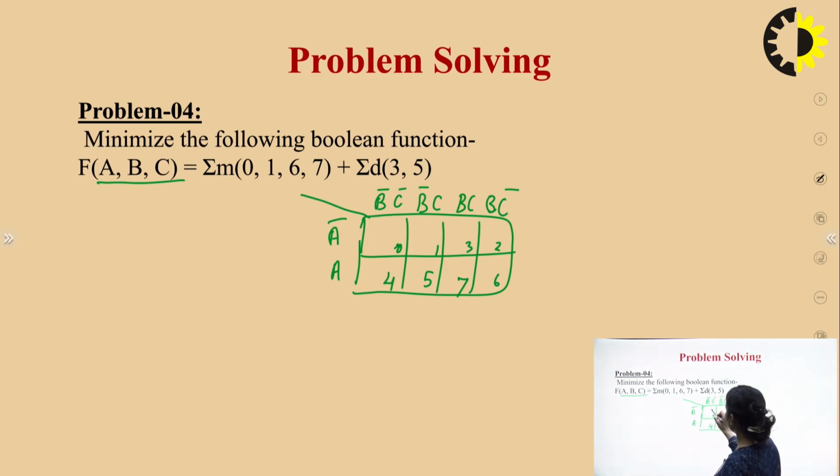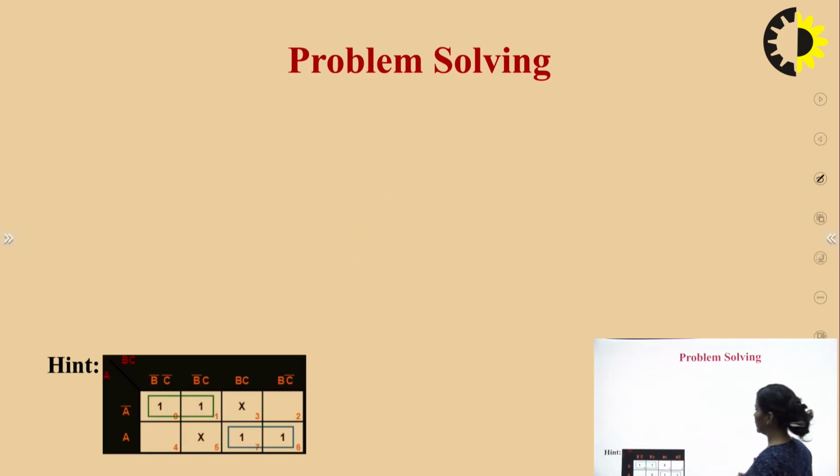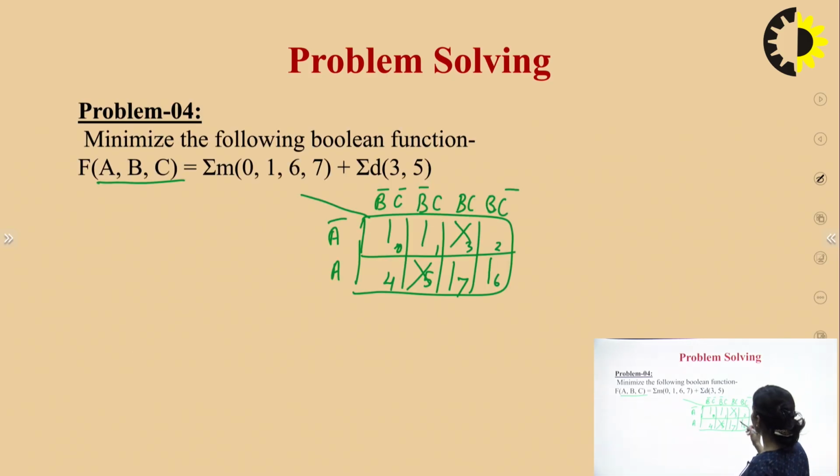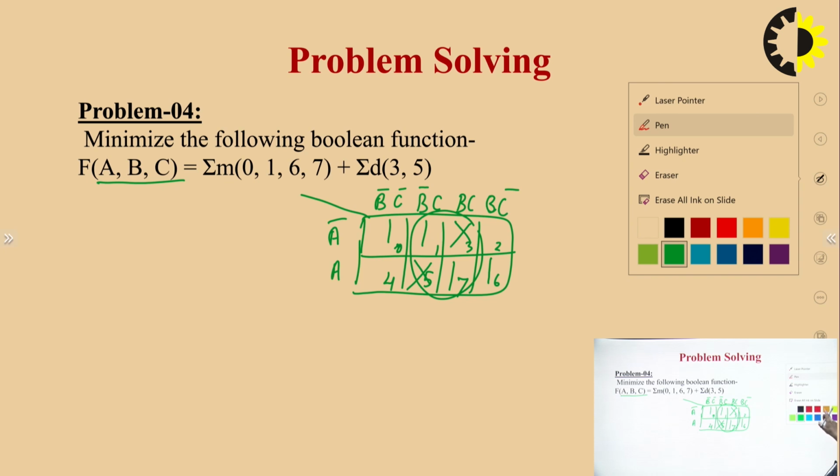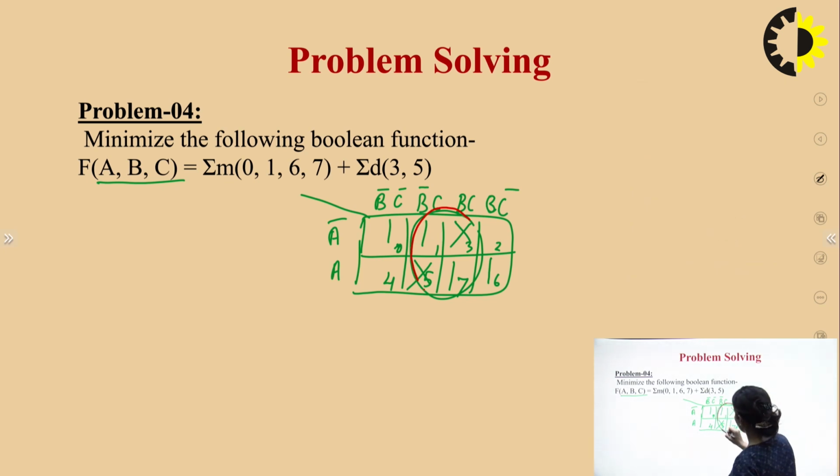So here the 0, 1, 6 and 7 are ones, and 3 and 5 are the don't cares. So how will you group them? So you can see that there is a way to group this. Okay, let me use another pen. This is the way to group these two, but eventually you will have to use these also, one group and two group.